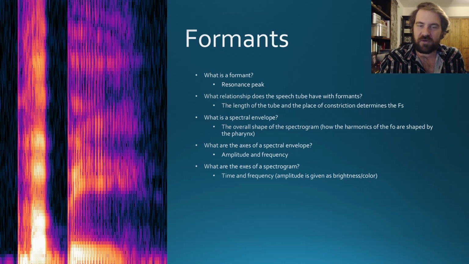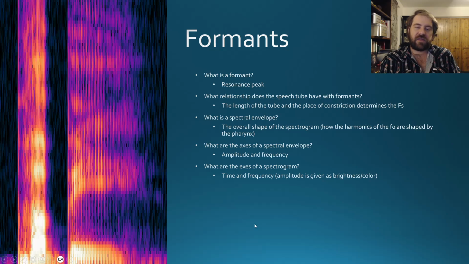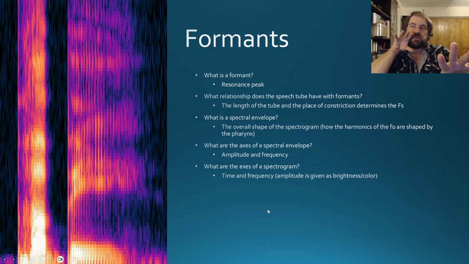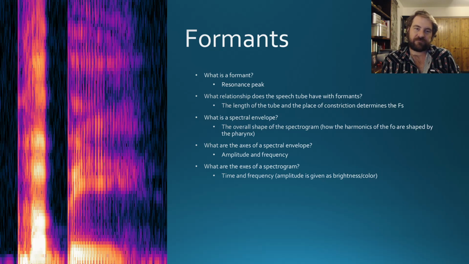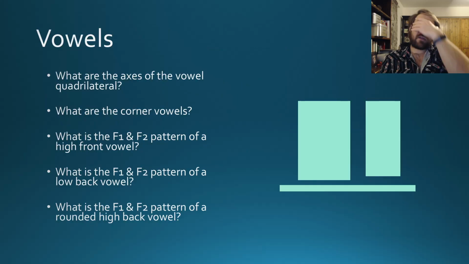Yeah, just had to make sure. Yeah, that's right. Frequency is going up. So frequency is moving up. And then amplitude is how bright that bar is, or dark if you're looking at the other spectrogram. But in this case, it's how bright it is. Okay, let's talk about vowels.